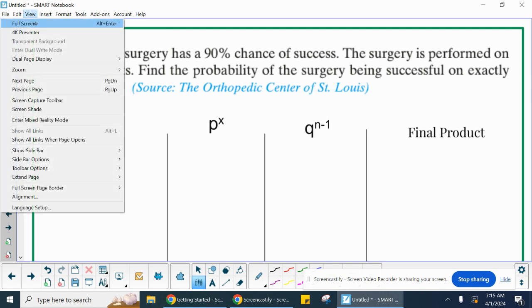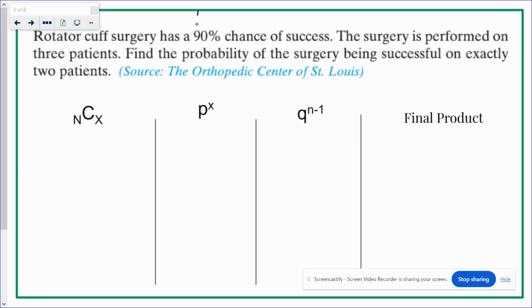We are going to call our probability of success P. 3 patients is N, because that is our number of trials. And then being performed on exactly 2 patients, that's going to be our X. And Q, if it's 90% success, Q is 10% failure. All right, so let's break this down.